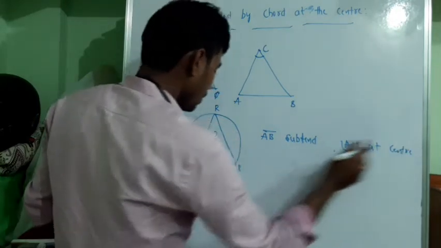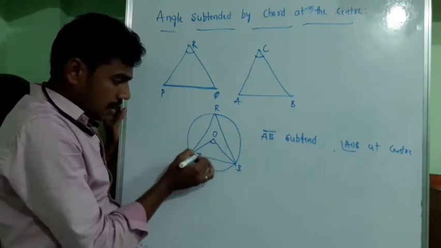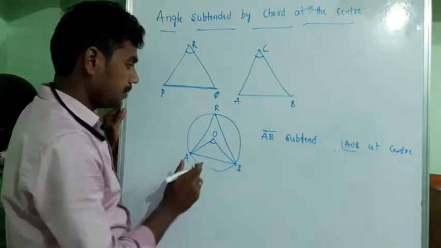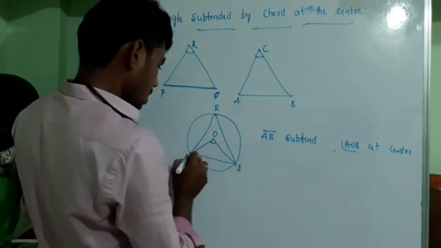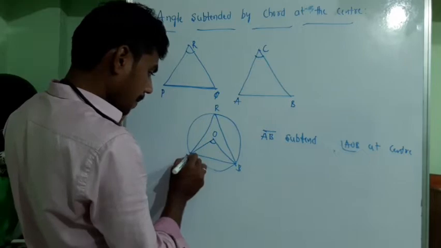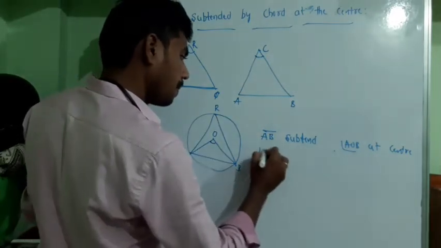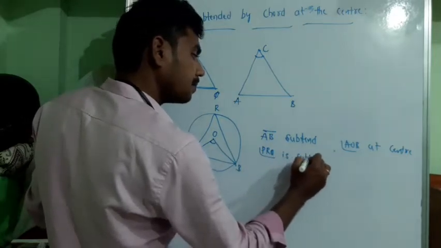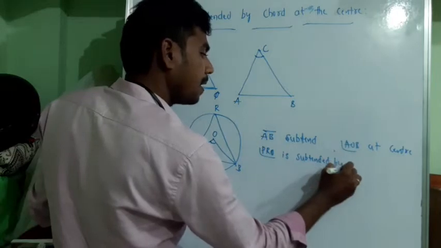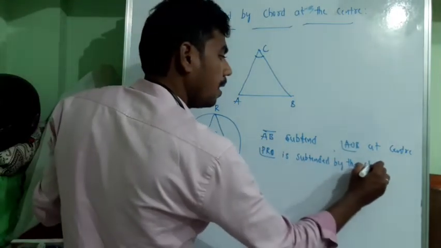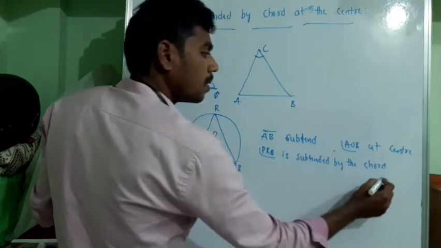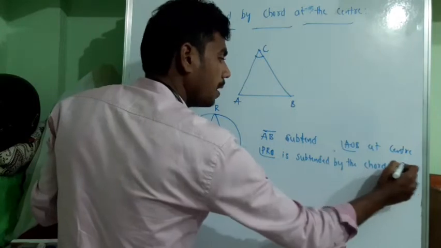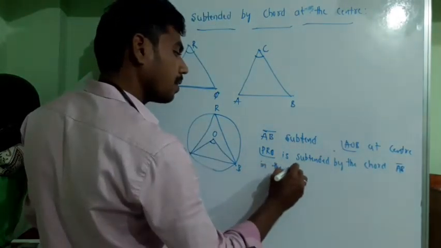How are you going to read this? Chord AB subtends angle AOB at the center, and angle PRQ is subtended by the chord AB in the major arc.